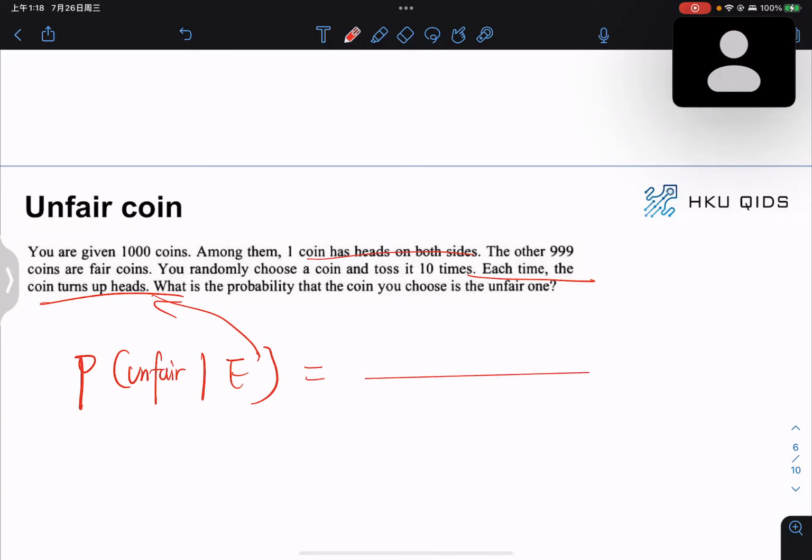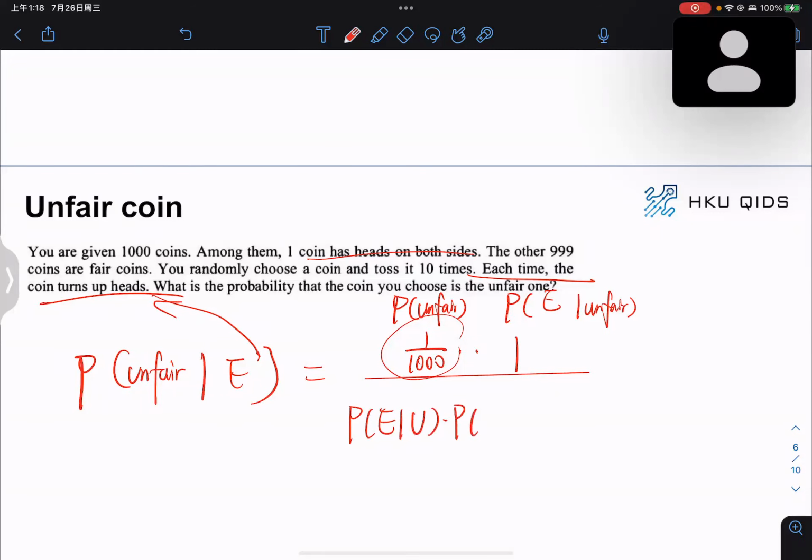Again, we just use the formula. If it is an unfair one, then the chance is 1/1000, right? This is the probability of unfair. And conditional on unfair, the event happening has probability 1, right? As long as it's an unfair coin, we will always get a head. But for the denominator, we have two cases. One, it is the probability of E given unfair multiplied by unfair, right? Plus the probability of the event happening given a fair coin multiplied by the probability of fair.